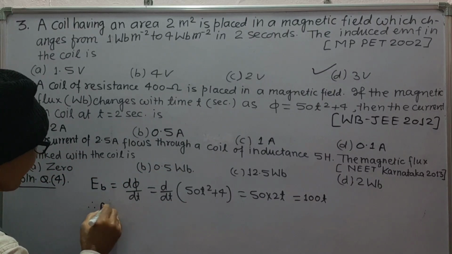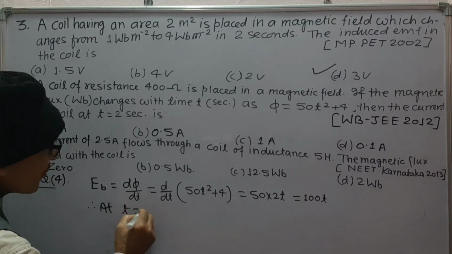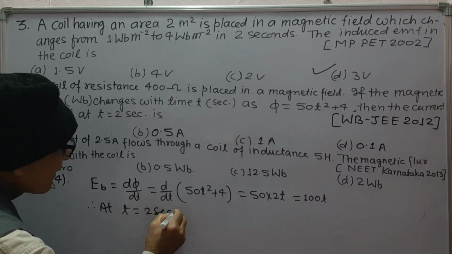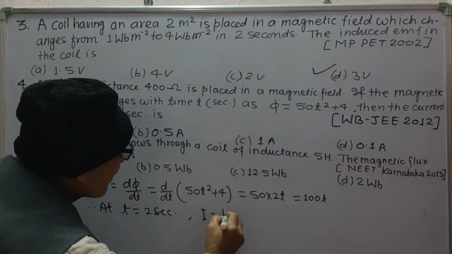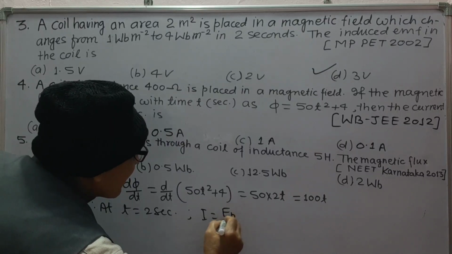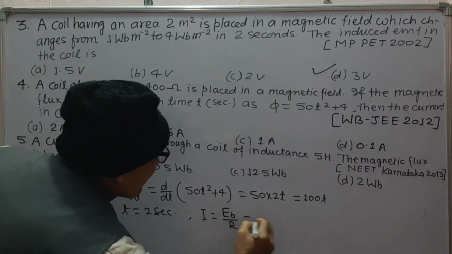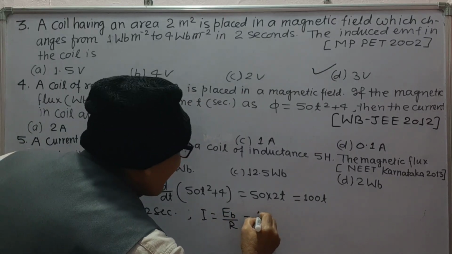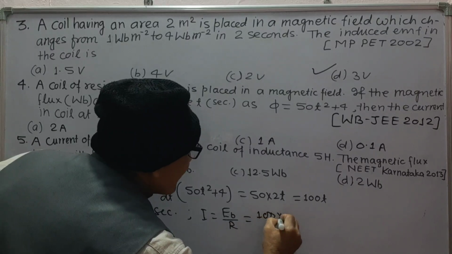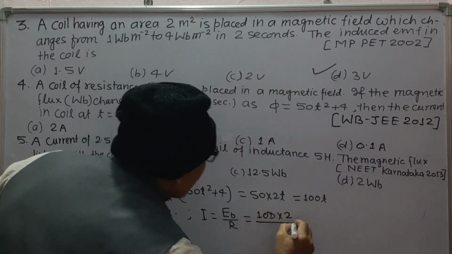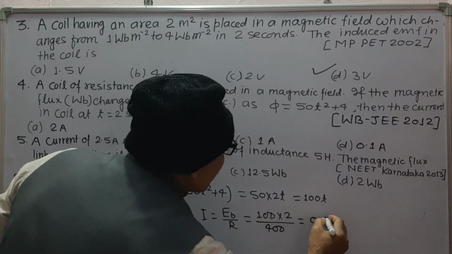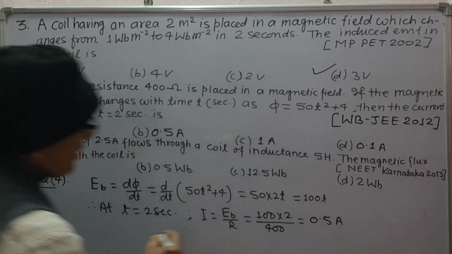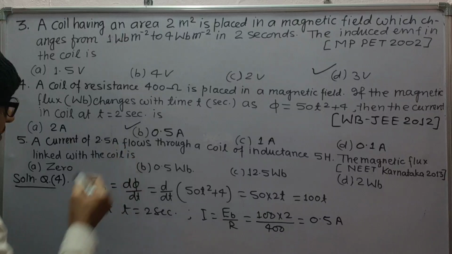Therefore, at t is equal to 2 seconds, current will be equal to EB upon R, which is 100 into 2 seconds upon R, which is 400. So it is 0.5 ampere and the correct option is B.